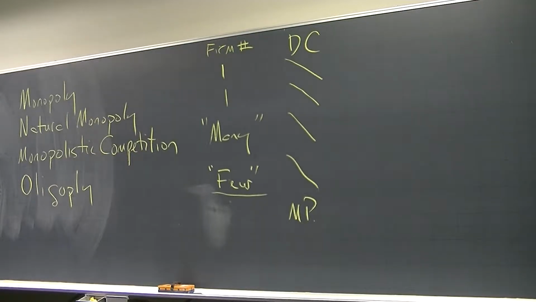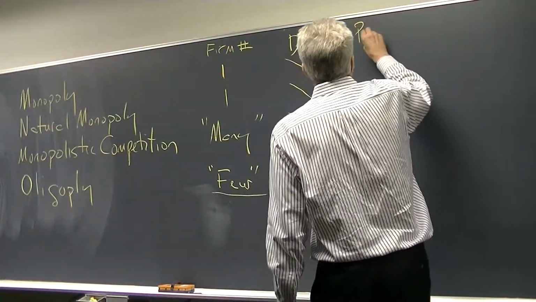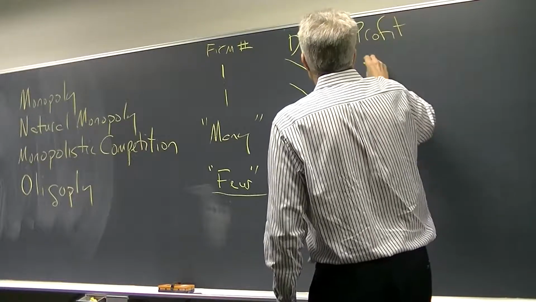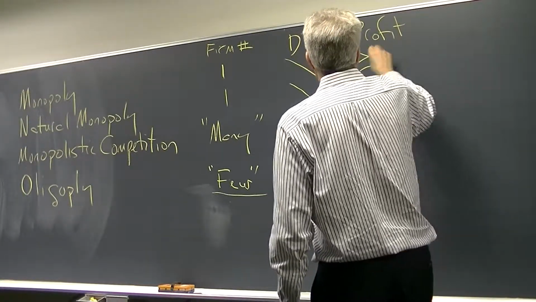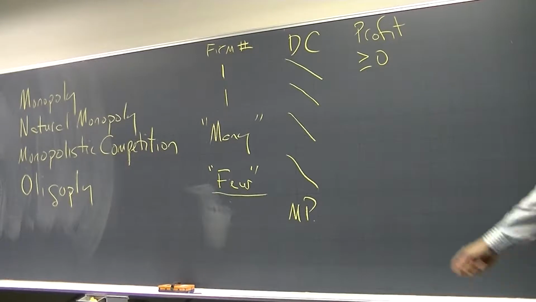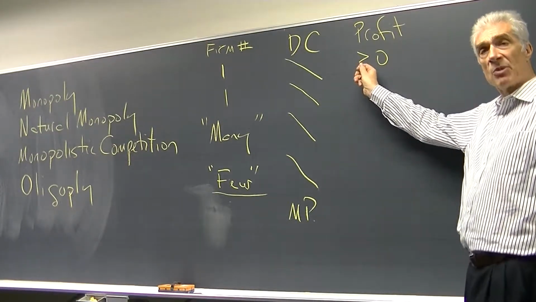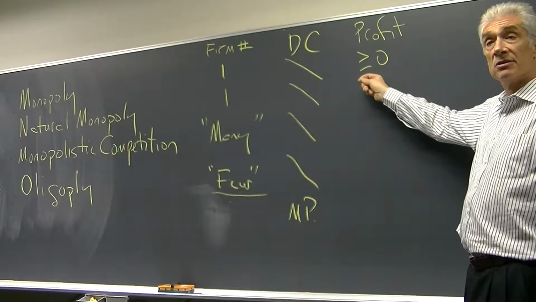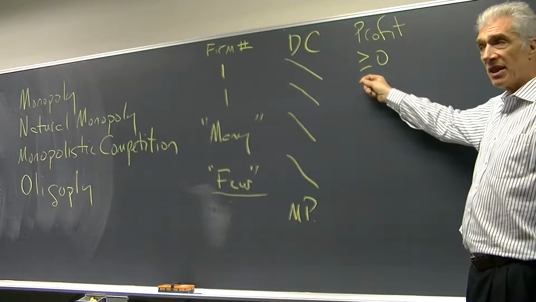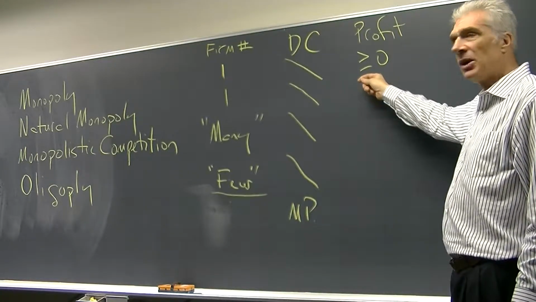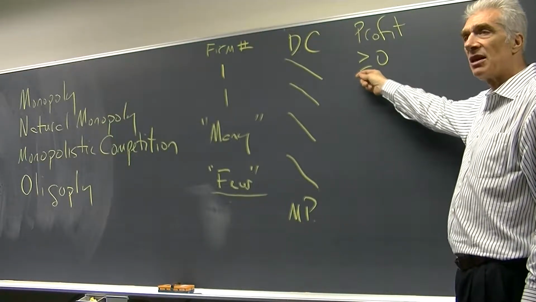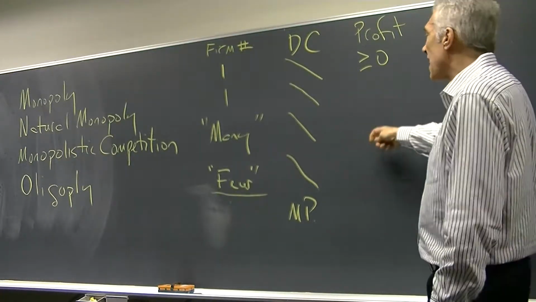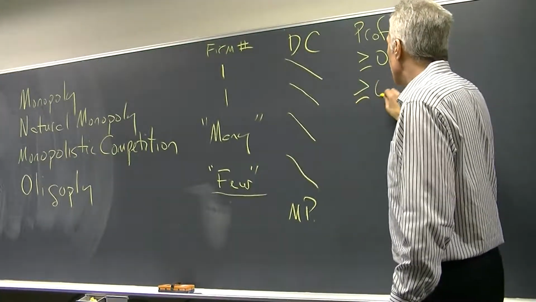Okay, the next thing is the level of profit experienced by firms in each market. Profit level: monopoly, greater than or equal to 0. It could be 0, and that's economic profit. Remember, we're talking about economic profit. It could just be 0, it's possible. It has to be at least 0, but it's probably greater. Natural monopoly, greater than or equal to 0.